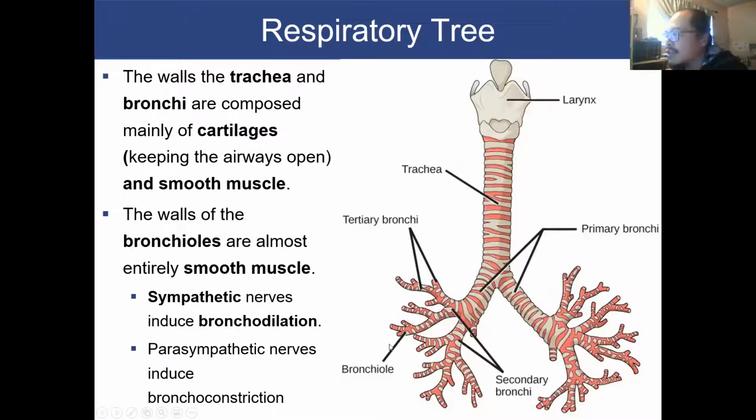After tertiary, it's called the bronchial. So 1, 2, 3, and then bronchial. And at the end of the bronchial is the alveoli. So that's when we see this, and what enters into the lung is the primary bronchus. This one is going to the right lung, this one going to the left lung.